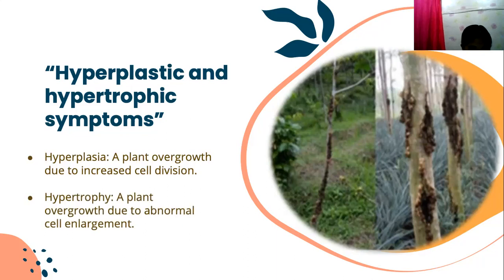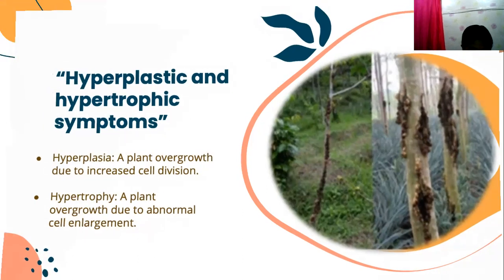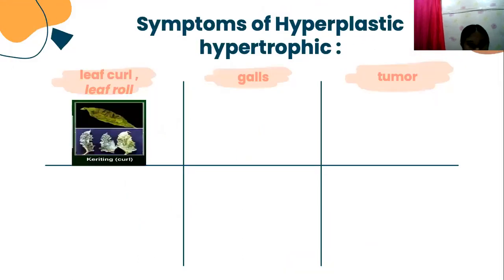Hyperplastic is a plant overgrowth due to increased cell division. Hypertrophy is a plant overgrowth due to abnormal cell enlargement. Symptoms of hyperplastic and hypertrophic: curling, namely leaf roll symptoms caused by unbalanced growth of leaf parts. Change due to excessive color, namely color changes that are not fluorescent.